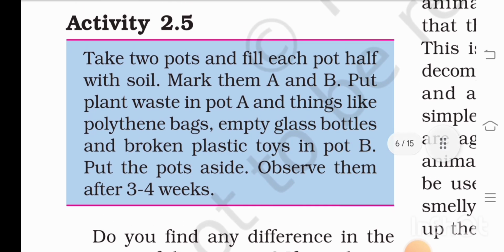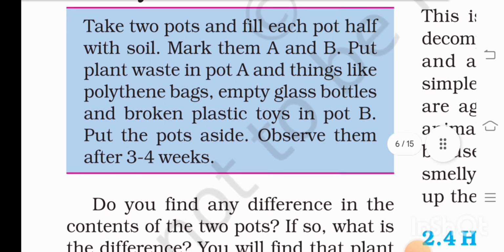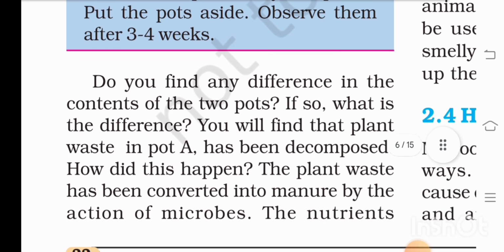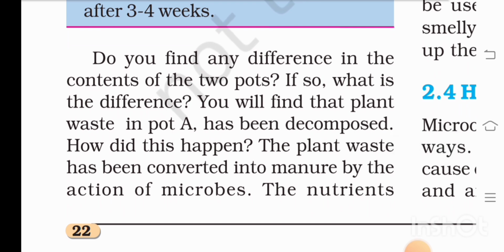Activity 2.5. Take two pots and fill each pot half with soil. Mark them A and B. Put plant waste in pot A and things like polythene bags, empty glasses, bottles and broken plastic toys in pot B. Put the pots aside and observe them after three to four weeks. Do you find any differences in the contents of the two pots? If so, what are the differences?